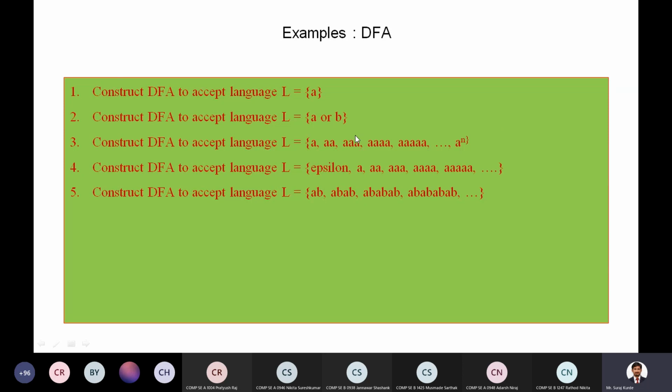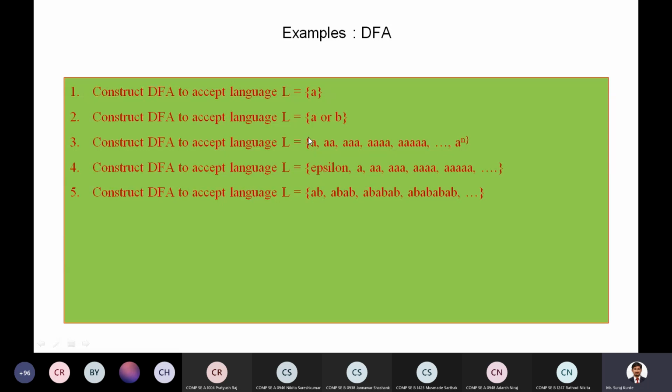And this example is for A plus. Fourth example, construct a DFA to accept the language epsilon, comma, A, comma, double A, triple A, 4 times A, and so on. This is A star, that is the Kleene closure of A. So we have drawn the DFA for both the languages, L is equal to A plus and L is equal to A star. I hope it is clear.